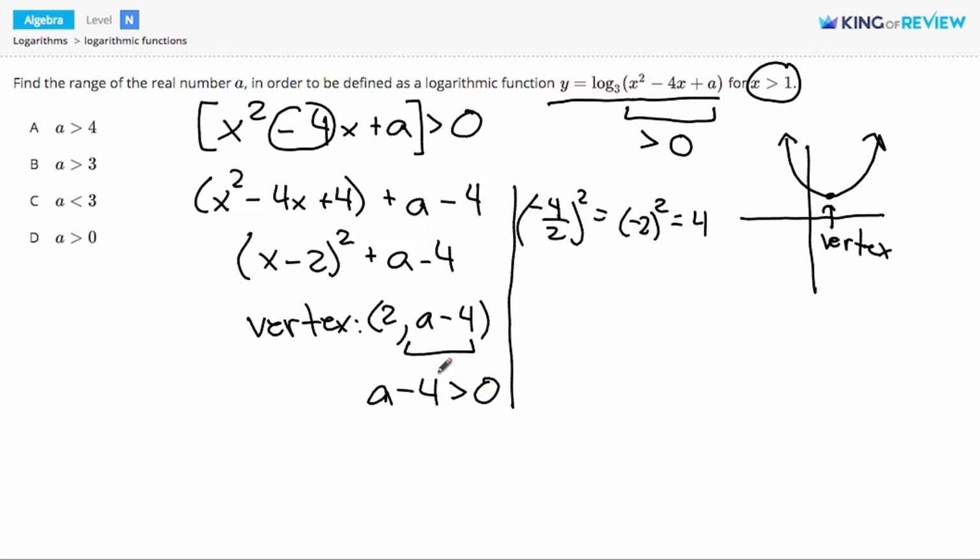If a minus 4 at the lowest point on the graph is positive, then every point on the graph will be positive. But this is a very easy inequality to solve. We simply need a to be greater than 4. So there is the answer to the problem.